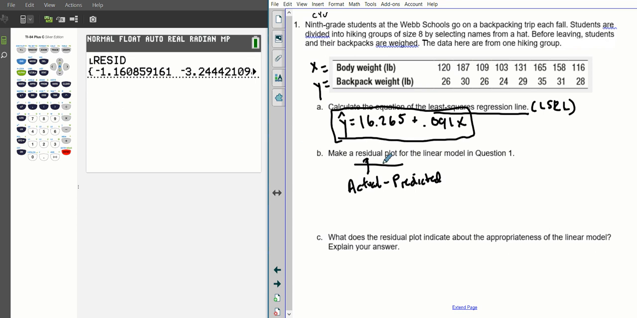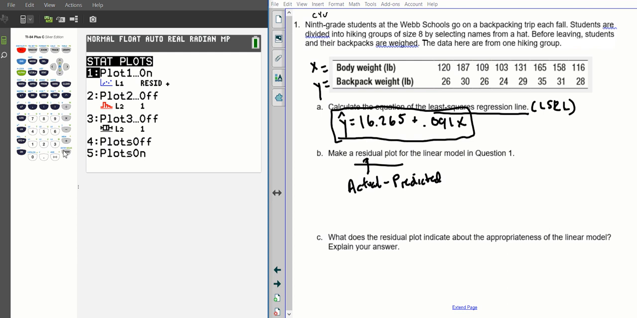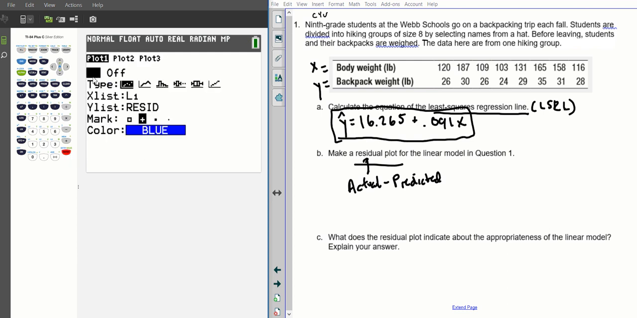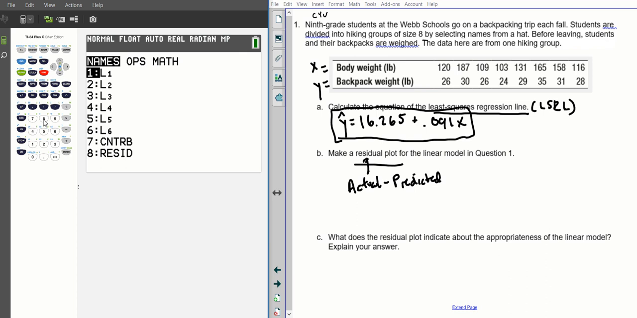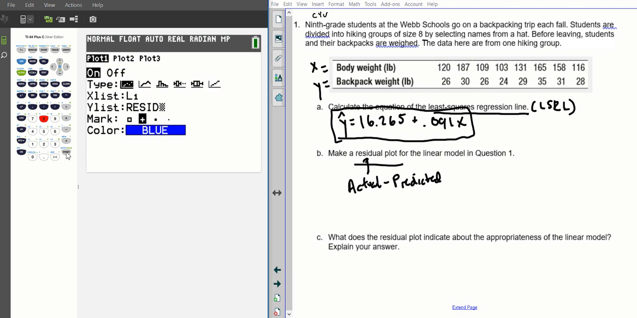So from here, we want to create a residual plot. Go to 2nd STAT PLOT, turn it on, and choose a scatter plot. List 1 is going to be explanatory, but now our outputs are going to be residuals. If you don't remember how to do this, go to 2nd STAT and press the residual option, and that's going to put it there. You can put pluses if you want to.